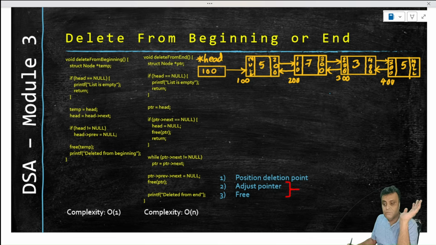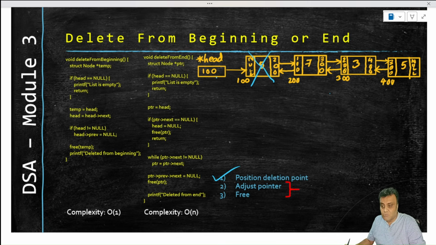There are 3 steps only for delete, right? Position the deletion point. The position the deletion point is already done because we are already at the beginning, right? So we know that we have to delete this particular element, right? So this is the element we have to delete. Now, if this is the element we have to delete, what do we need to do?